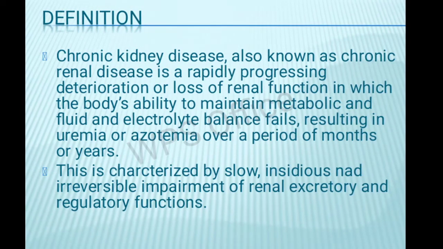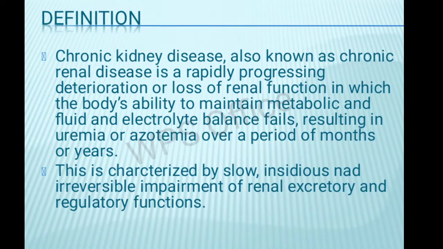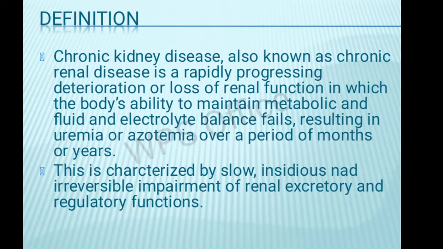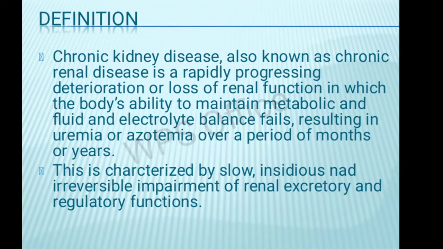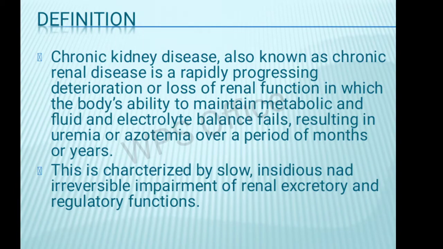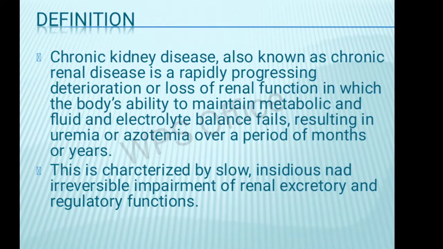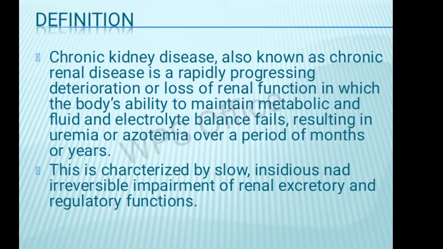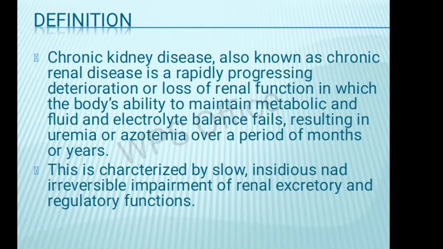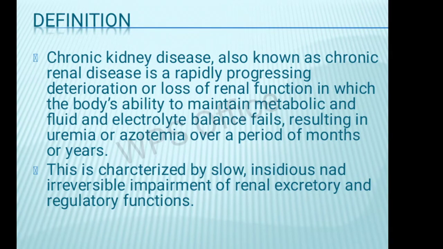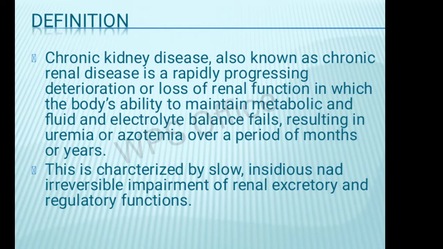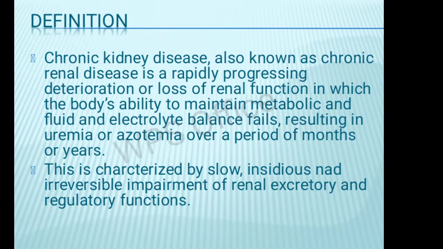Uremia means there will be high levels of waste products in the blood, which will not be normally present. Then in azotemia, what will happen? A high number of nitrogenous wastes will be present. So these are the two main terms which will be mainly present in chronic renal failure. This will occur over a period of months or years. Chronic means for a long period of time, so it will be present over months or years.